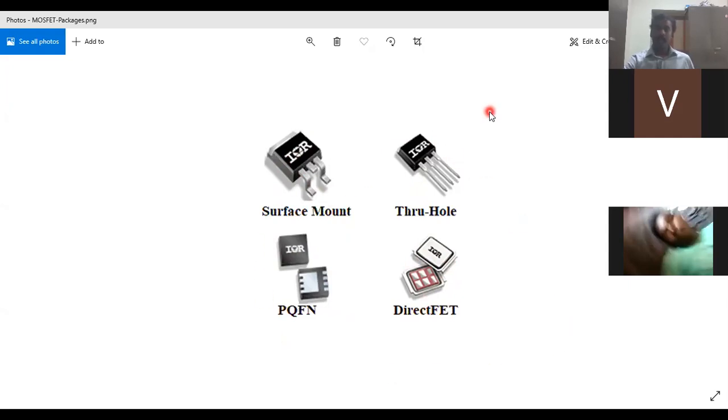For general low power applications, in general these through hole MOSFETs are employed, and in some major applications like inverter circuits, the surface mount ones may be employed.